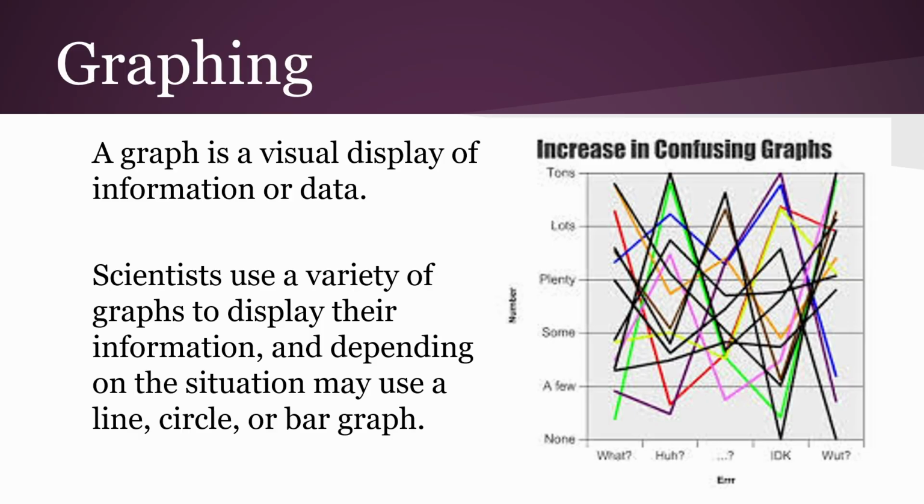Graphing is a visual display of information or data. You should know that. Scientists use different kinds of graphs depending on what they are trying to show. In this section, we're going to focus on line graphs, bar graphs, and circle graphs. Those are our major types.